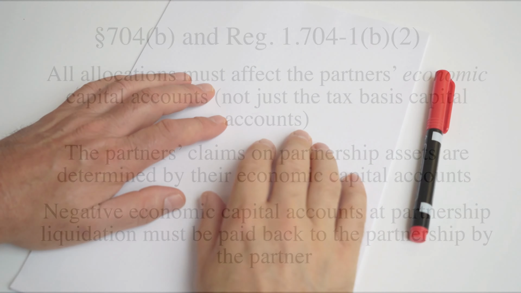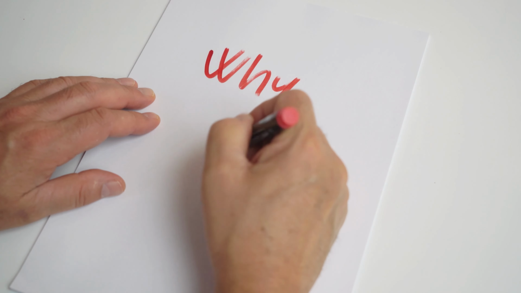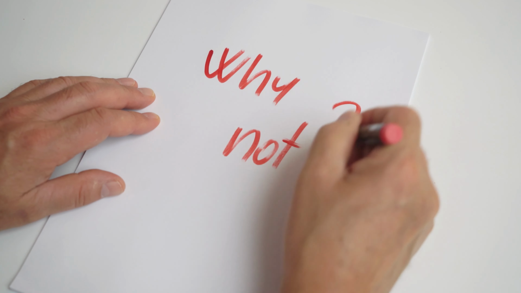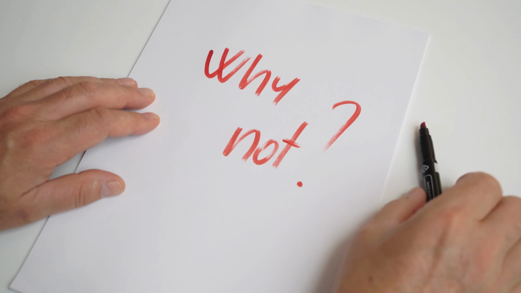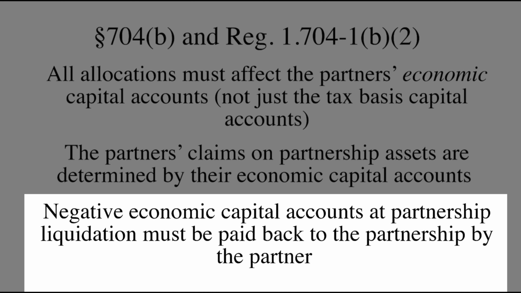Okay, that sounds fair. The Treasury is only asking that tax allocations of profits and losses have economic substance, and that the allocations be more than just a scam to save taxes. Why would anyone object to that? Let's look at a simple example of why a limited partner or LLC member might object to the third condition, the requirement to pay back a negative economic capital account.